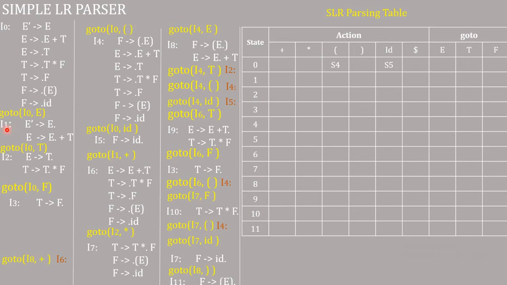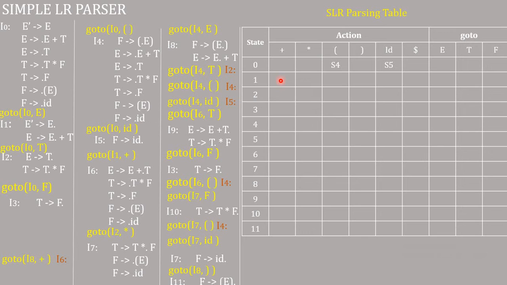If you take item set 1, in this production rule the dot is not followed by a terminal, whereas here it is followed by a terminal. So what do we have to do? In state 1, and that too in the plus column, we have to apply the shift operation. Which shift operation are we going to apply?